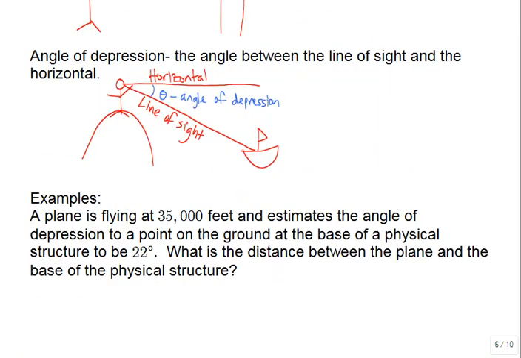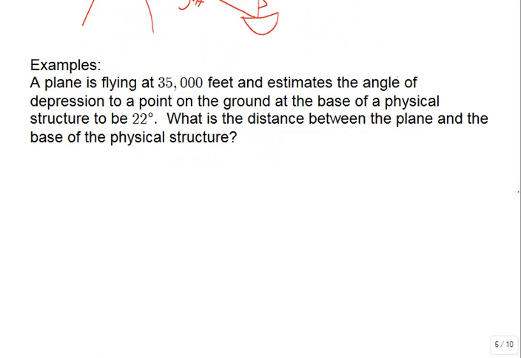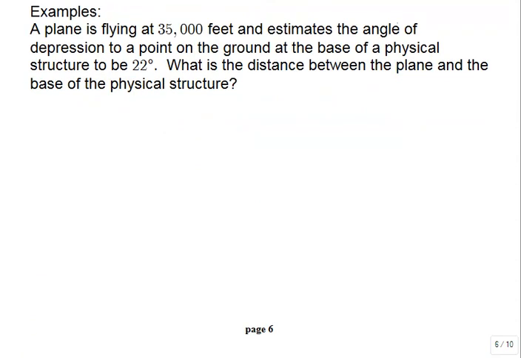So let's see a couple of examples using these ideas. Suppose that we have a plane flying at 35,000 feet, and it estimates the angle of depression to a point on the ground at the base of a physical structure to be 22 degrees. What is the distance between the plane and the base of the physical structure? So drawing a picture is absolutely key for these problems.